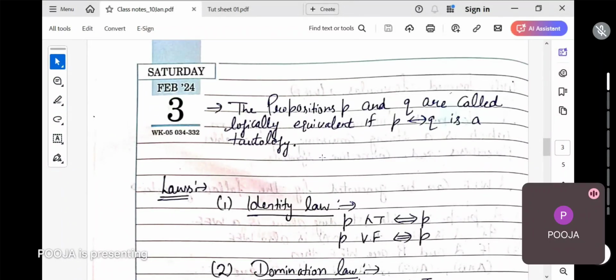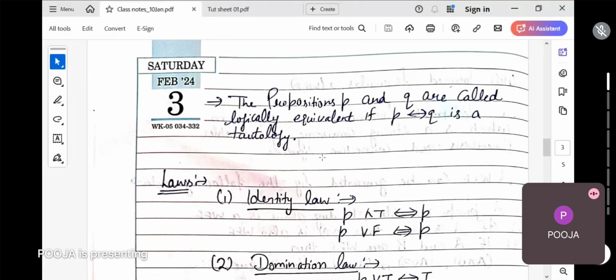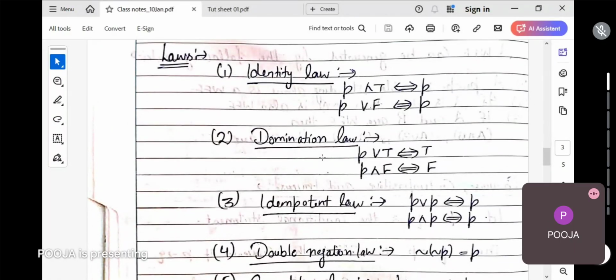Other than truth tables, we have certain laws that we have already done in set theory in class 11 and 12th. So the same laws work in discrete structures also. The first law is the identity law. Identity means, let's say I have 3, what should I add to 3 so that I get 3 only? The answer is 0. What should I multiply 3 with so that I obtain only 3? The answer is 1. So 3 plus 0 is 3, 3 dot 1 is 3. So that is the identity.